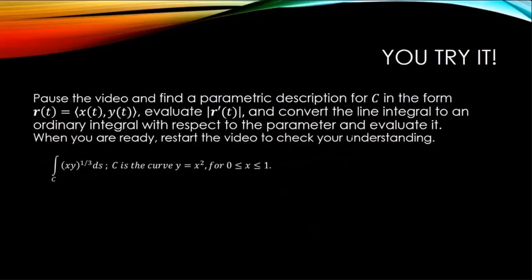So now you get to try it. Pause the video and find a parametric description for C in the form of r of t is equal to the vector with components x of t, y of t. Then evaluate the magnitude of r prime of t and convert the line integral to an ordinary integral with respect to the parameter t and evaluate it. When you're ready, restart the video to check your understanding.